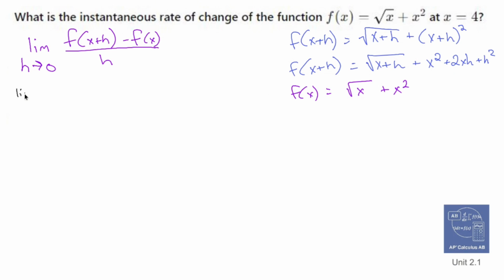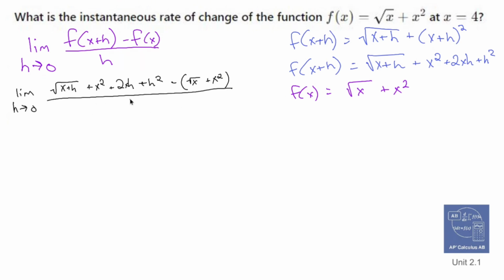Now we take both of these and replace them. So I have the limit as h approaches 0 of f of x plus h, which is going to be the square root of x plus h plus x squared plus 2xh plus h squared, right? And then I'm going to subtract all of root x plus x squared. All of this is over h. Now the issue is when I have the limit as h approaches 0 and I only have h in the denominator, plugging in 0 is a no-go. So I'm hoping things disappear and all that good stuff.